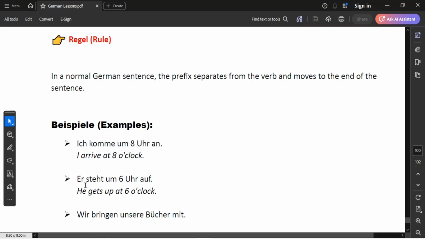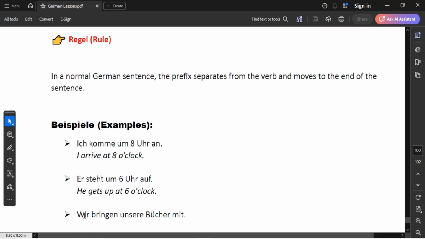Beispiel Nummer 2: Er steht um 6 Uhr auf. The Trennbare Verben here is aufstehen. When you separate the prefix from the main verb, auf goes am Ende because it's the prefix. And steht remains in the second position, but you have to conjugate it. That's why we have: steht 6 Uhr auf.